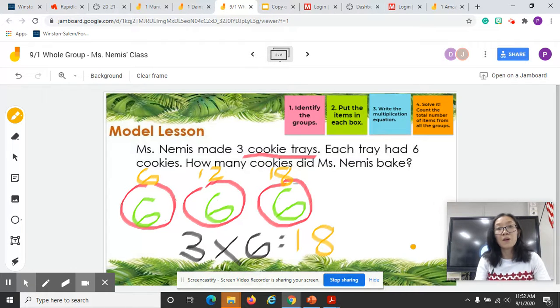There you go. Please remember, whenever you have a word problem and there's no model, you have to make your own. Begin with the groups and then identify the items in each group, do your equation, and then count off the items to get the product or the answer to your equation.